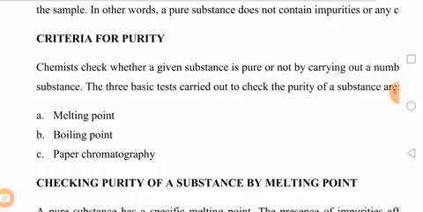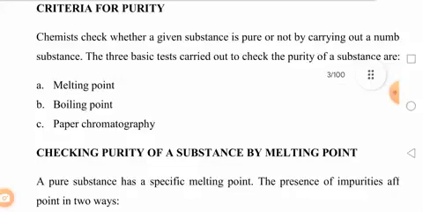For the purity of a substance, there are three tests that you can use to identify whether it is pure or not. We use melting point, boiling point, and paper chromatography. These are three basic techniques that can help us to identify whether a substance is pure or impure.